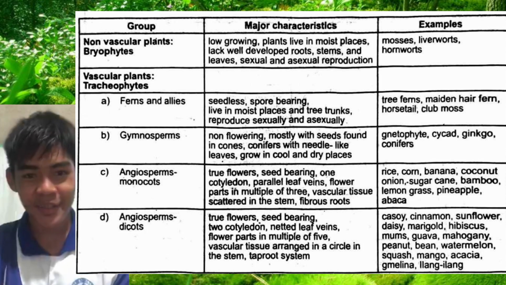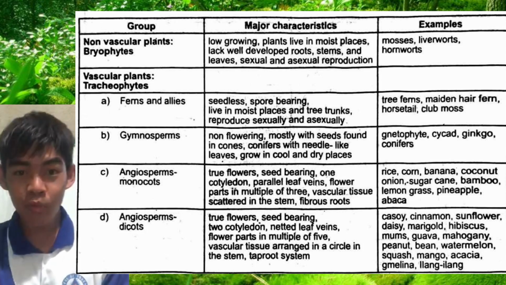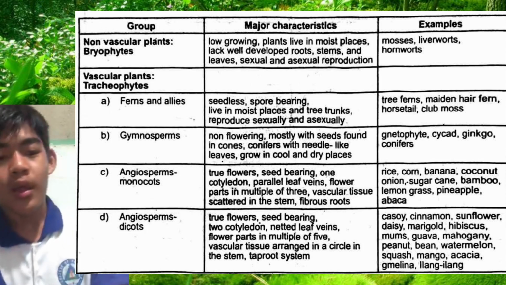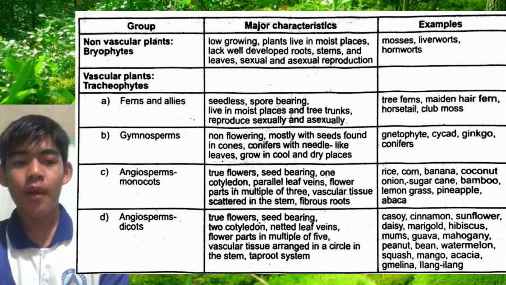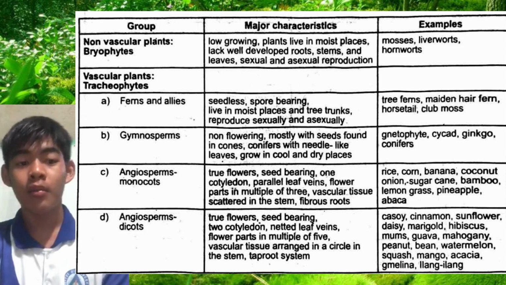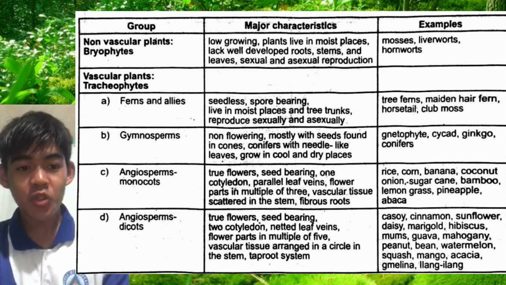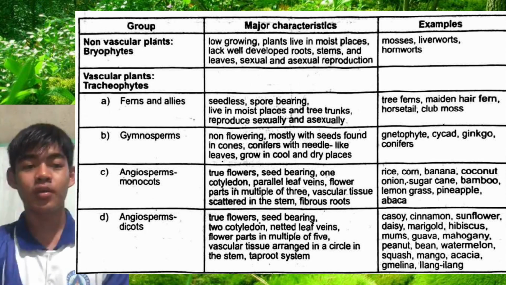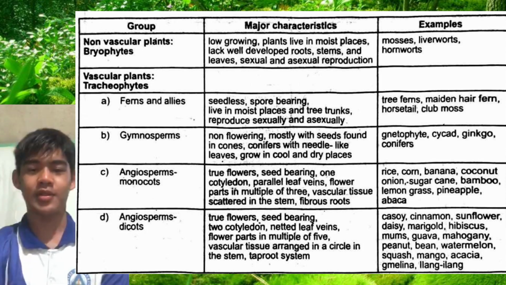So, what are their examples? These are the commonly seen ones. We have the kasoy, cinnamon, sunflower, daisy, marigold, hibiscus, mums, guava, mahogany, peanut, bean, watermelon, squash, mango, acacia, jasmine, and ilang-ilang. So, those are the examples of angiosperm dicots.